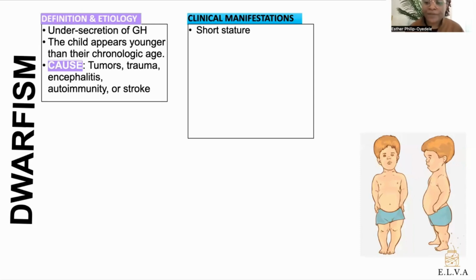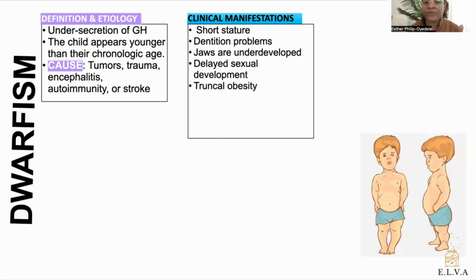Clinical manifestation, obviously the child is going to have a short stature. They are going to have some dentition problems because, again, growth is not only in terms of size, it's in terms of everything developing the way it should. So the teeth development will be affected, their jaws are underdeveloped, and they have delayed sexual development. They have obesity in their trunk area, in their midsection area. So that's what we call truncal. Sometimes it's also called central obesity.